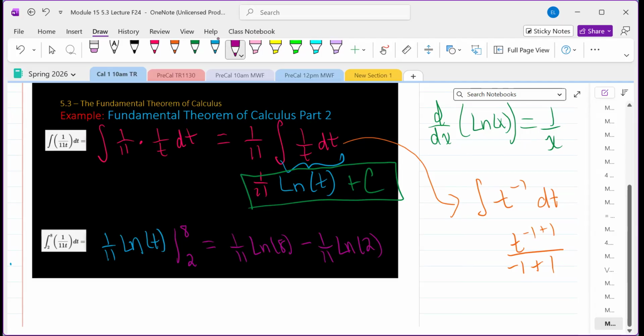And that result is not going to be a pretty answer, but if I want the decimal, I just type it in. And my decimal is 0.1260267 blah, blah, blah. So I'd round to however many decimal places WebWork would want.